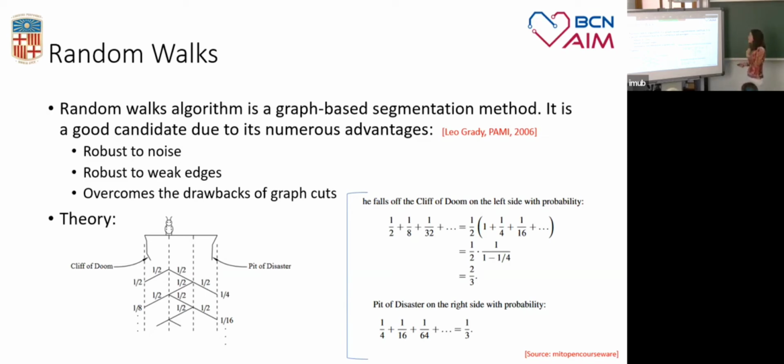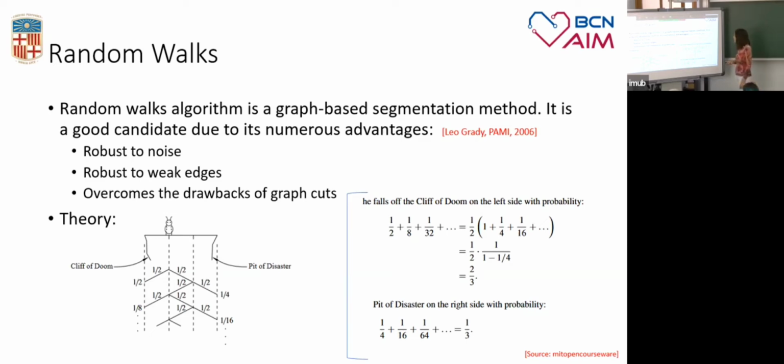Let's see. So what random walks does is represent the segmentation as a probability distribution. In this stage, this animal is here. What options does he have? He has the option to go to the right or to go to the left. In this case, as it's a simple example to show you the concept, we have 50% to go to one side and 50% to go to the other.